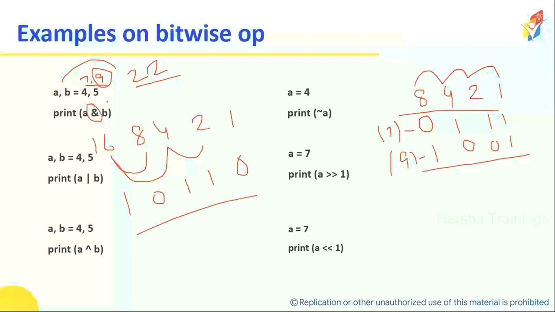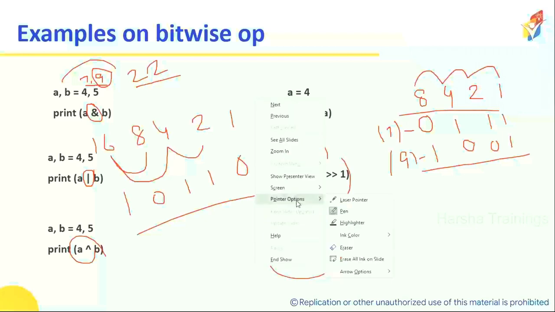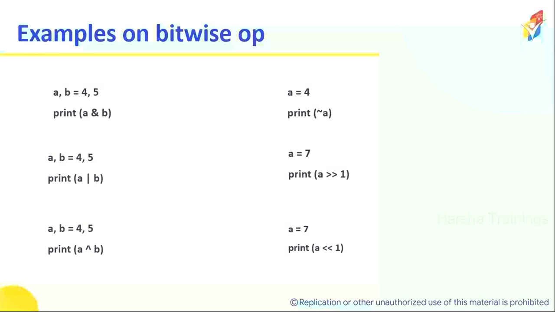AND operation means both should be on. OR means any one should be on. XOR means if the inputs are same, the result is 0. Clear for you? Now if you permit me, I will do right shift and left shift operations. Shall I do?